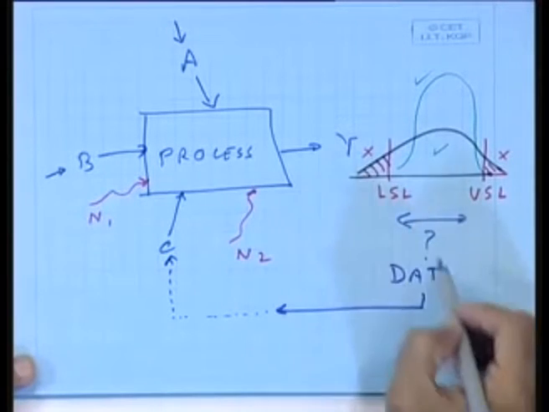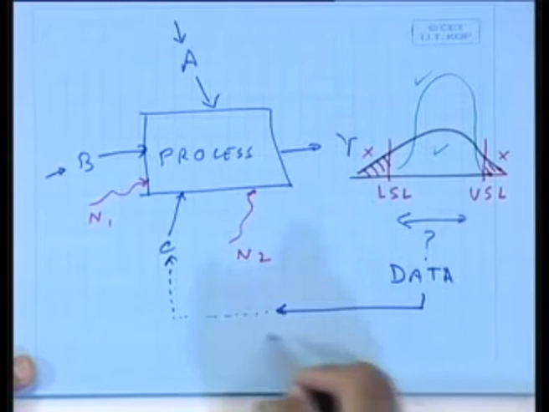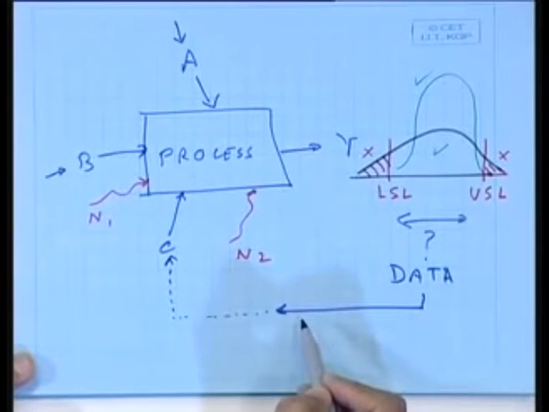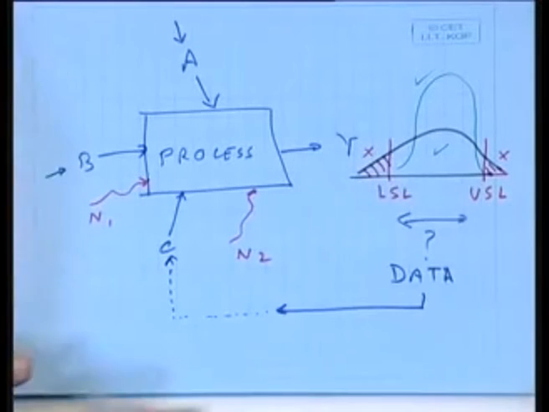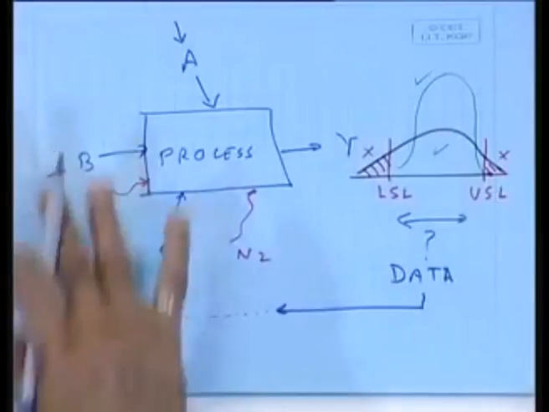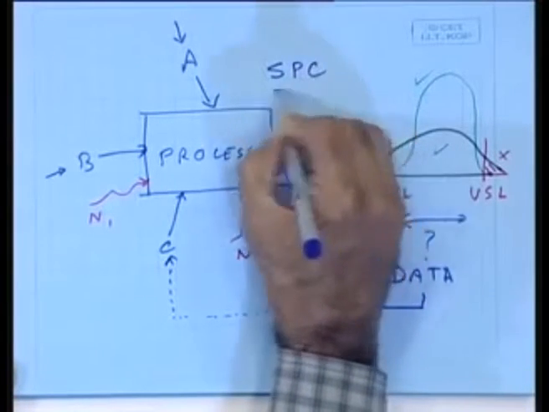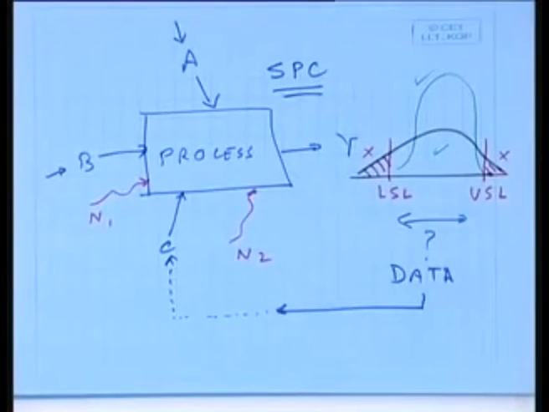What I'm doing is I'm using data to produce the feedback, and the control action takes place based on the deviation from where you expect the output to be. And this deviation, of course, is detected statistically by using what we call control limits. This whole approach is called SPC. SPC stands for Statistical Process Control.